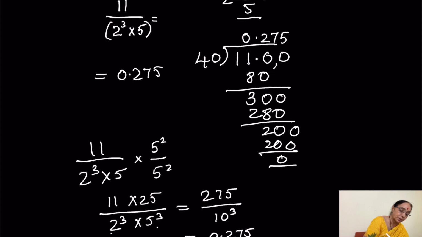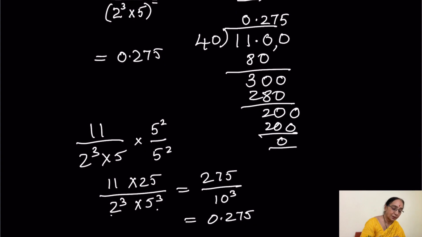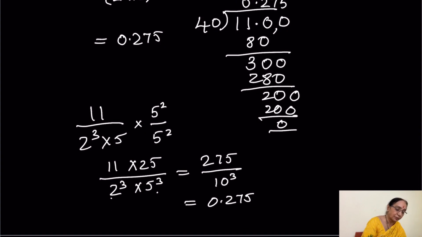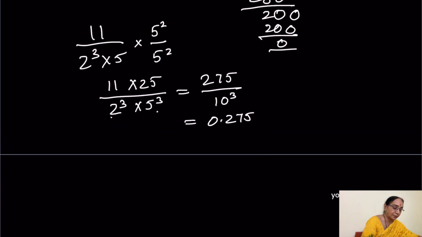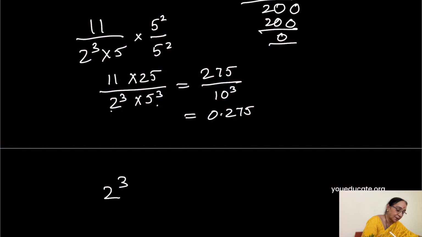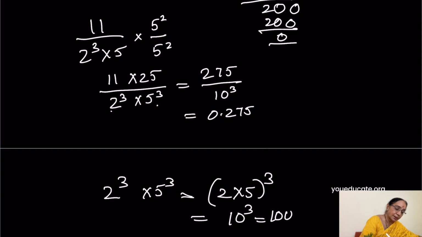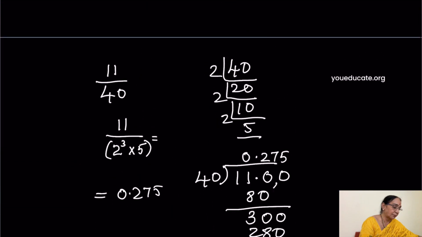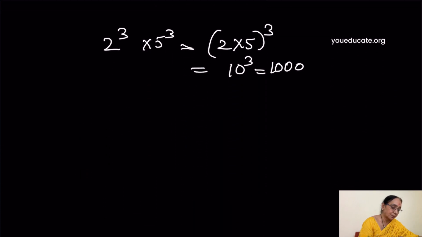you have 0.275. How to multiply the powers, how to simplify, how to do calculations with powers of numbers, we'll be learning. You would have learnt already, or we will be doing it in a short while. For example, 2 power 3 into 5 power 3 can be combined as 2 into 5 raised to 3, which is 10 raised to 3, and that would be 1000. Right. So we have seen how to convert a fraction into a decimal.